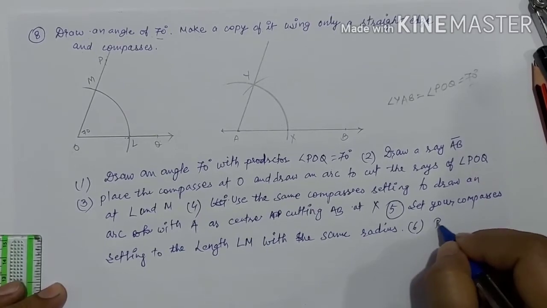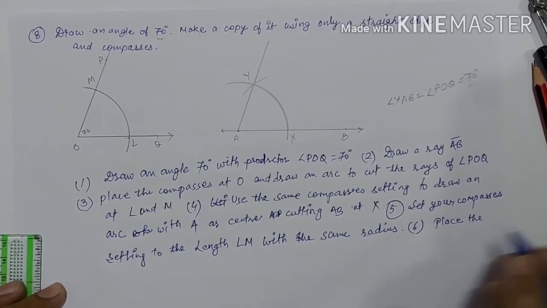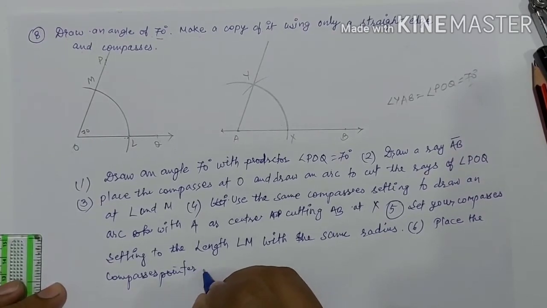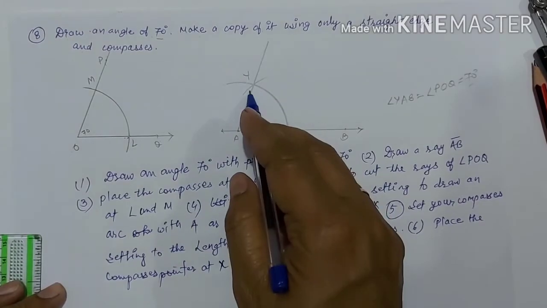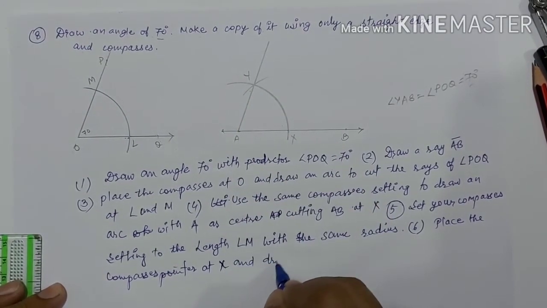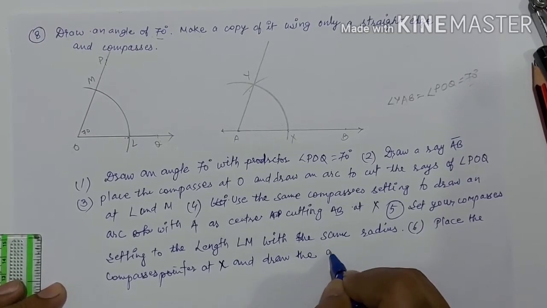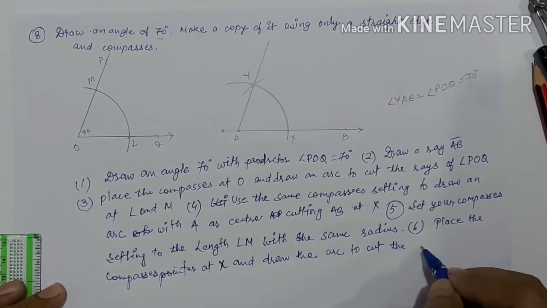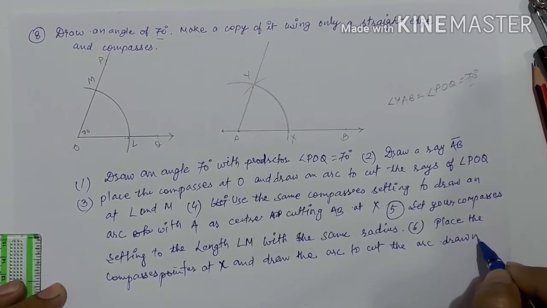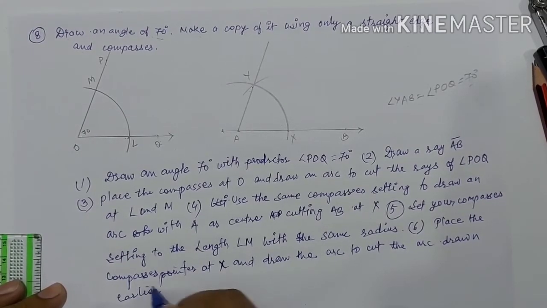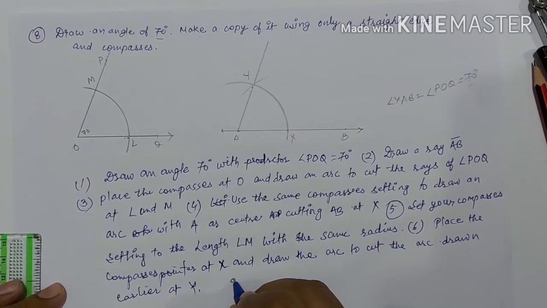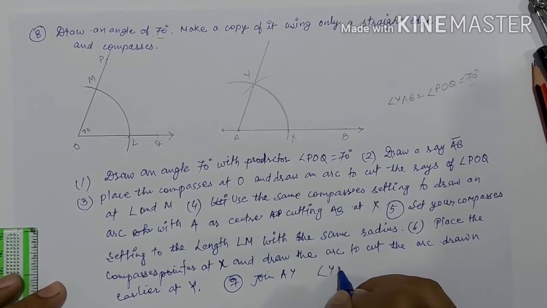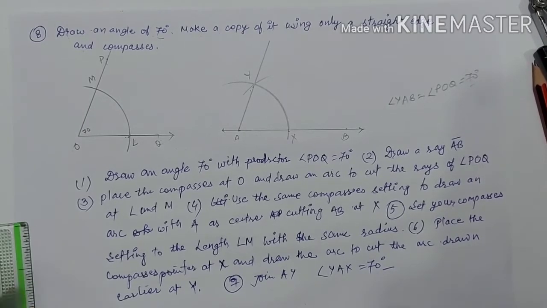And then the sixth point is to place the compass pointer at X and draw the arc to cut the arc drawn earlier at Y. And the seventh point is to join AY, which means angle YAX is equal to 70 degrees.